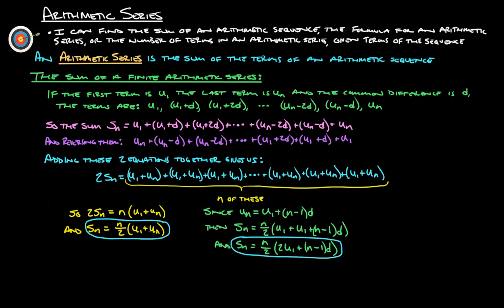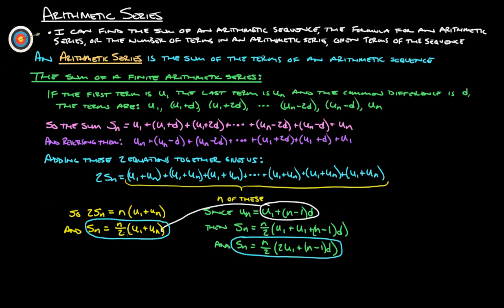Now also with that, from earlier, we already knew that u sub n is u sub 1 plus n minus 1 all times d. So this here is the same thing as this u sub n. So we're basically just taking this information here and substituting it in for that.